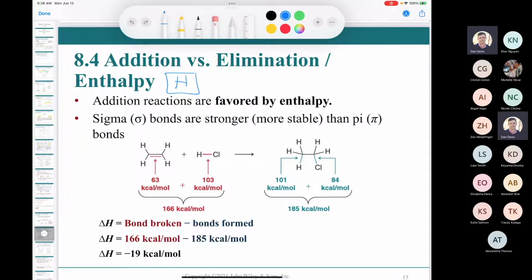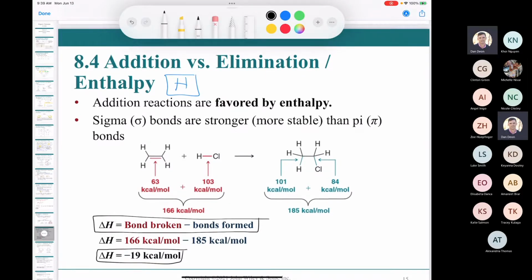So if we use our formula, the enthalpy of the reaction, delta H, is going to be the enthalpy of the bonds broken minus bonds formed. Oh, I already have the formula here. I didn't even notice. So here it is right here. If we use this formula, bonds broken minus bonds formed, since the bonds formed are stronger, we end up with a negative delta H. So our enthalpy is negative in an addition reaction.